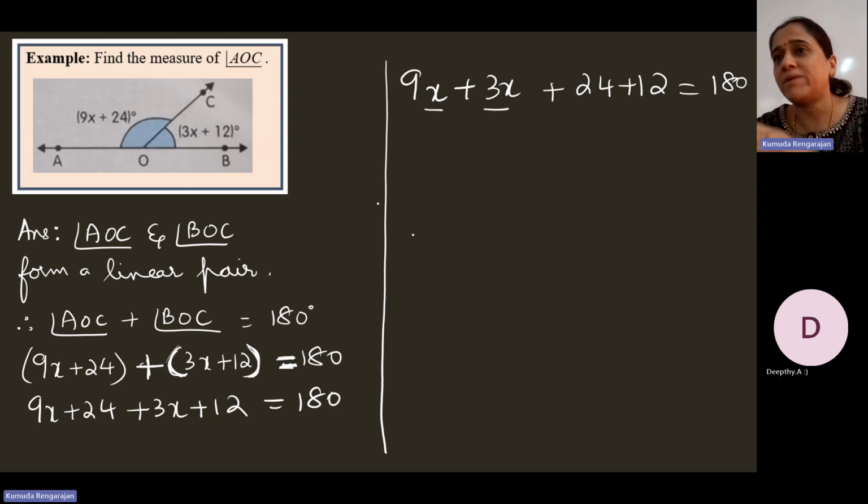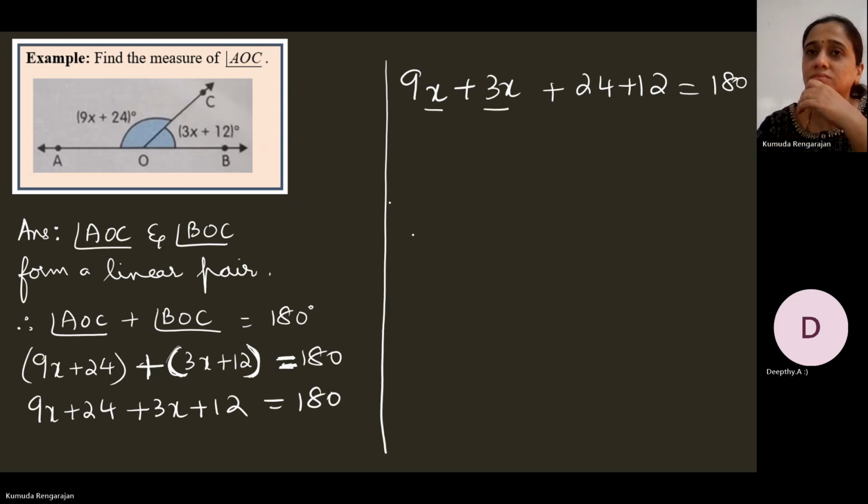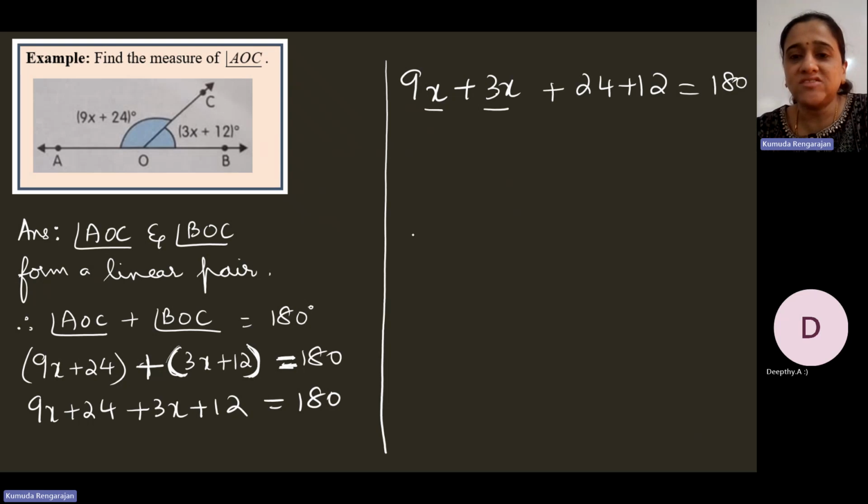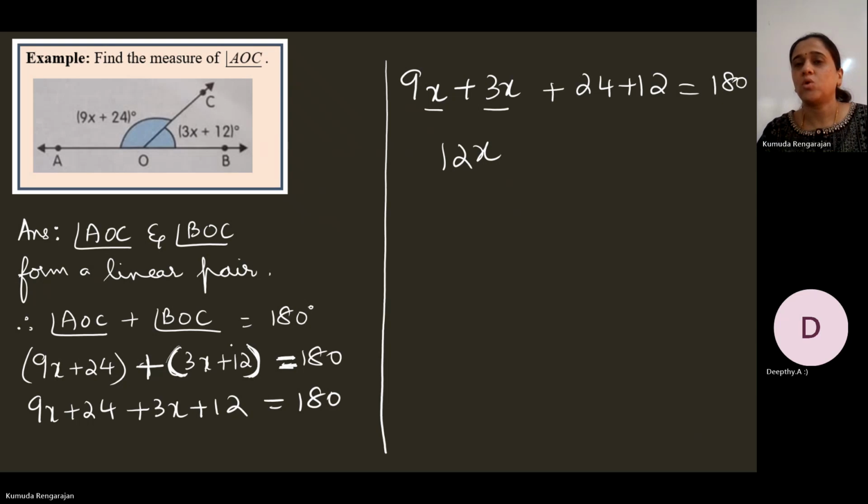When we add or subtract like terms, the resultant is also a like term. So 9x, 3x, the answer is x only. The answer will be in x. What is 9 plus 3? 12. 12x. When you add or subtract like terms, the result is also a like term. So 9x, 3x, the answer also will be in x only.